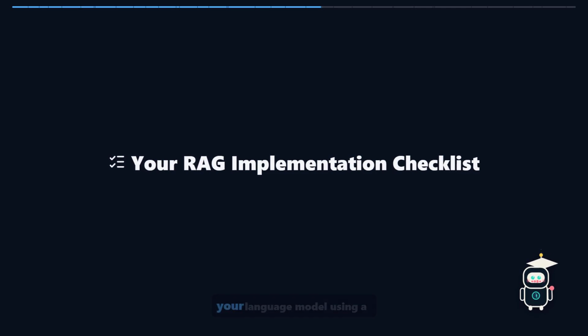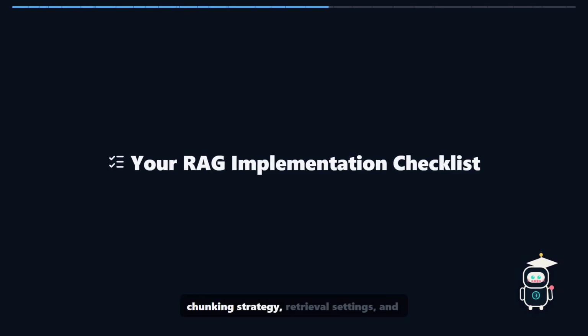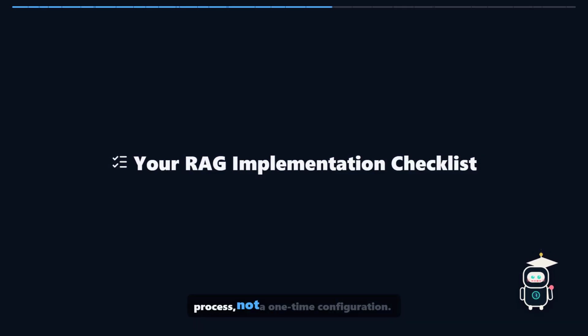Connect the retriever to your language model using a framework such as LangChain or Llama Index, and build a prompt template that instructs the model to answer only from the retrieved context. Finally, test with real user questions, evaluate the results, and continue refining your chunking strategy, retrieval settings, and prompts. Building an effective RAG system is an iterative engineering process, not a one-time configuration.